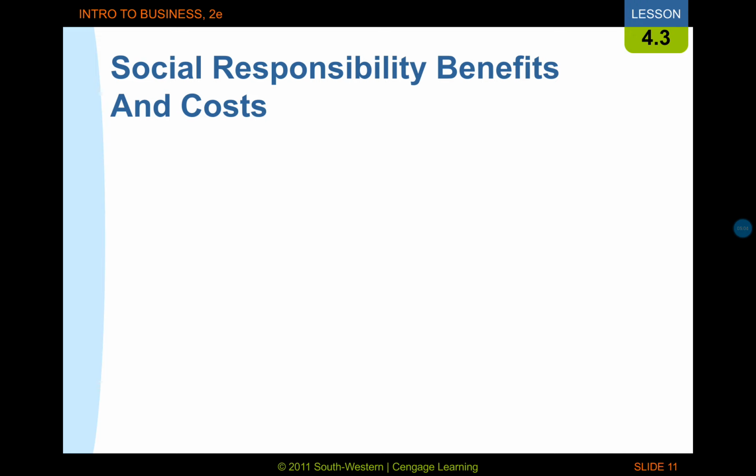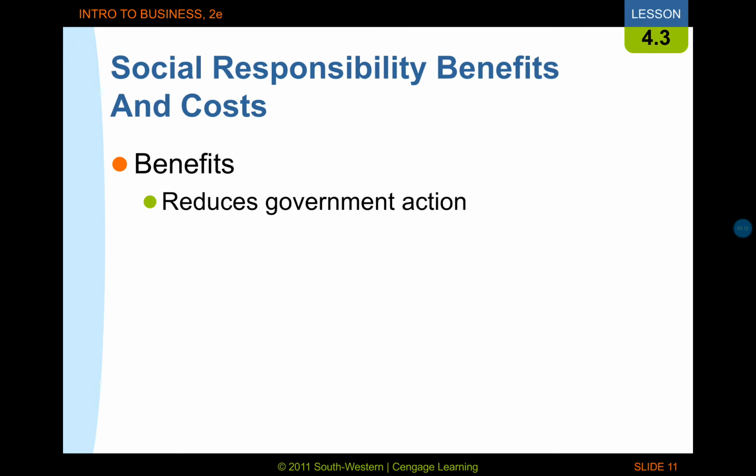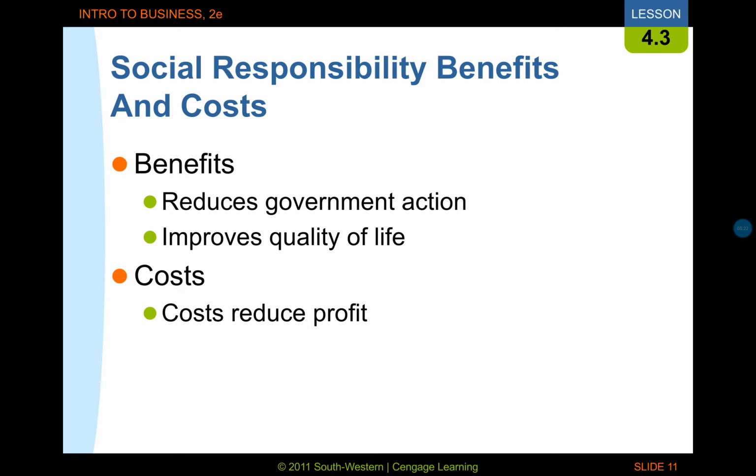All right, social responsibility, benefits, and costs. A benefit would be to reduce government action, improves quality of life. And the cost reduces profit. However, you need to strike a balance in between.